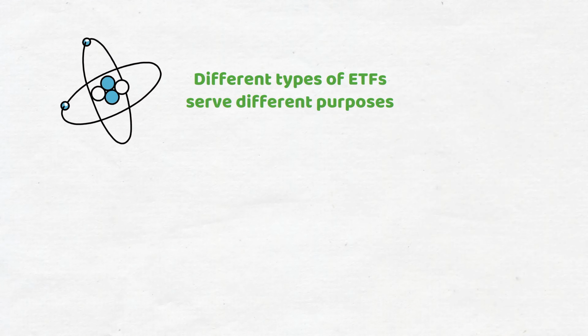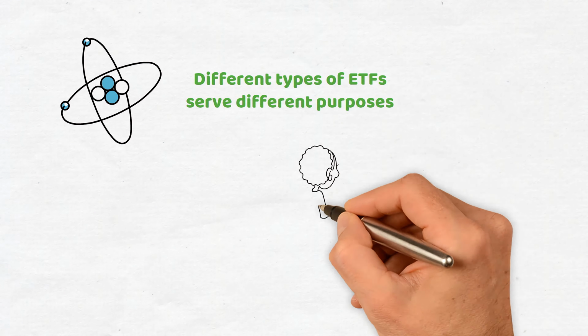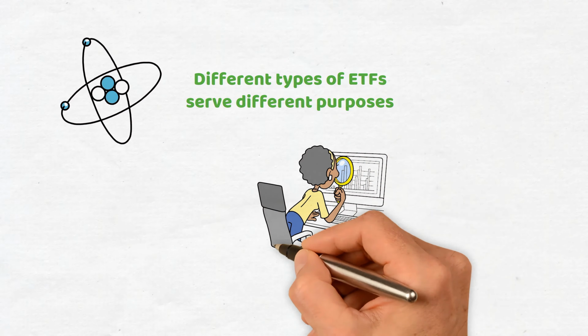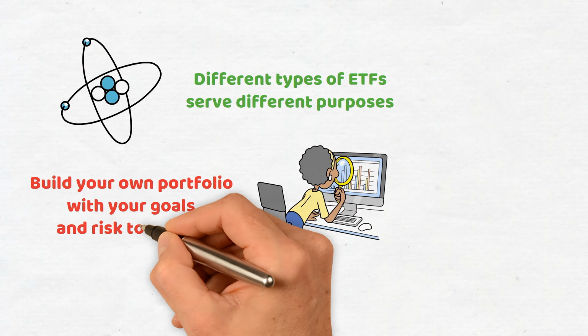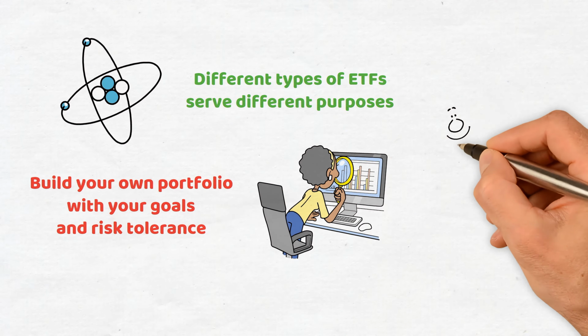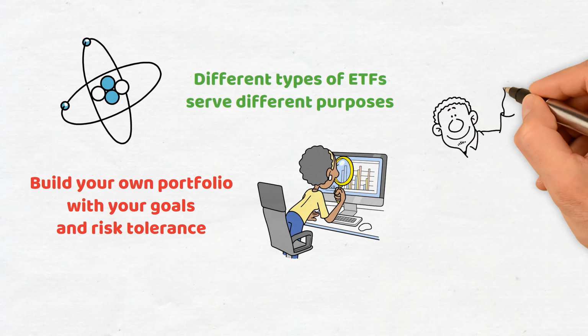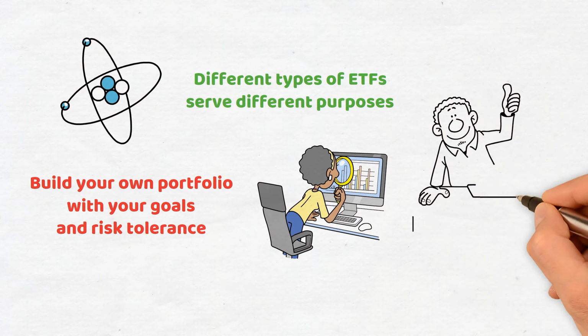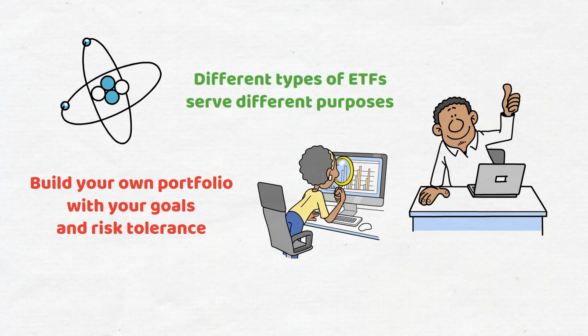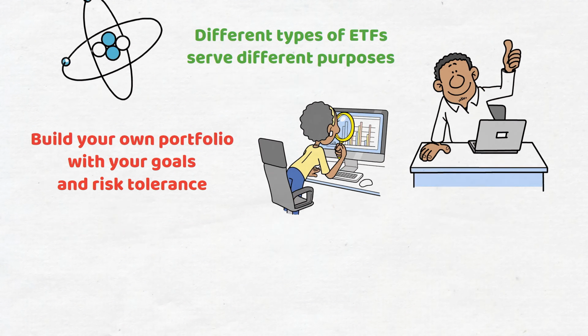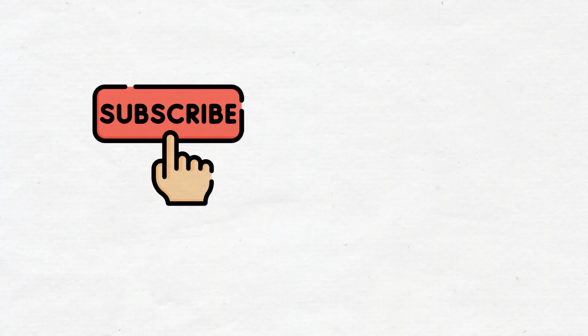Some aim for growth, some provide defense, and others focus on generating income. Once you understand how they behave in different market environments, you can begin building a portfolio that matches your goals and risk tolerance. And thanks to the wide availability of low-cost, transparent ETFs, everyday investors now have access to tools once reserved for institutions, making global asset allocation more accessible than ever.